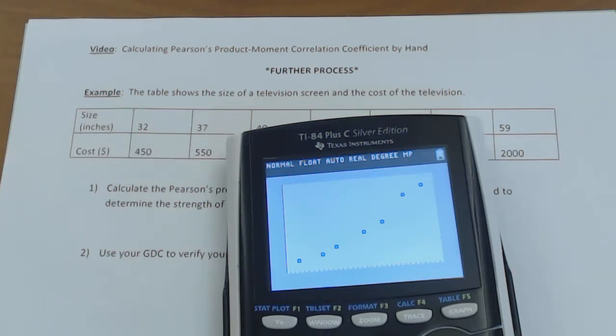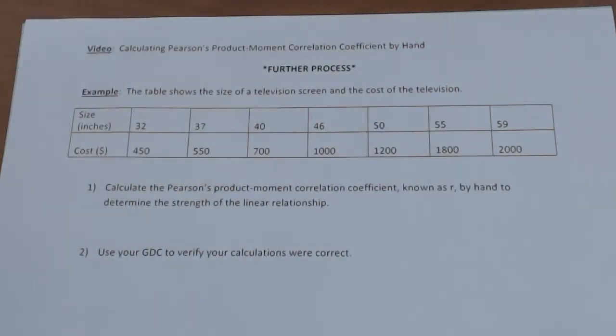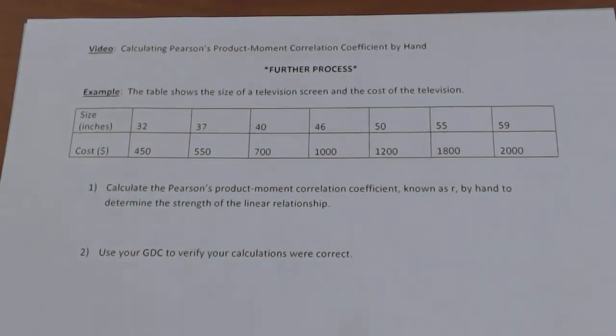Well, what we're going to be doing today is we're going to be determining how strong this is, because we said moderately strong, but what is moderately strong? We're going to be calculating a number to determine that strength. So here we go, and we're doing it by hand.